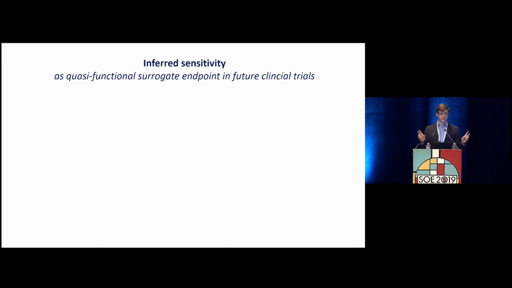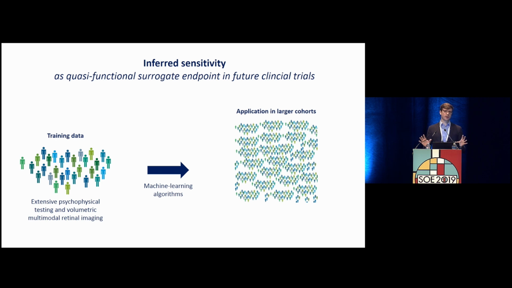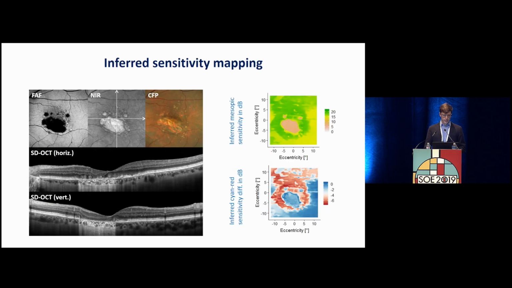So how could you use this inferred sensitivity in clinical trials? You could basically have one subgroup in clinical trials of the, I'd say, more fit or slightly better patients from a functional perspective, and do extensive psychophysical testing and volumetric multimodal imaging. And then you could also have your regular large clinical trial cohort where you mainly collect the structural endpoints, and then you could use this machine learning-based inferred sensitivity to compute function for this subgroup as well. And it also allows you to produce these beautiful maps.